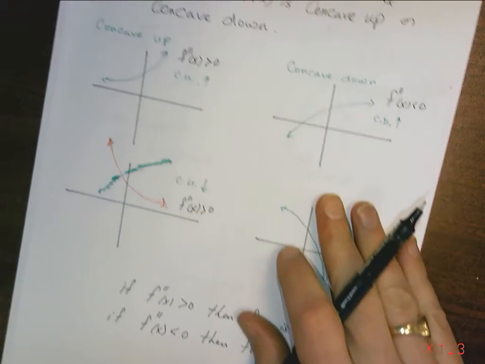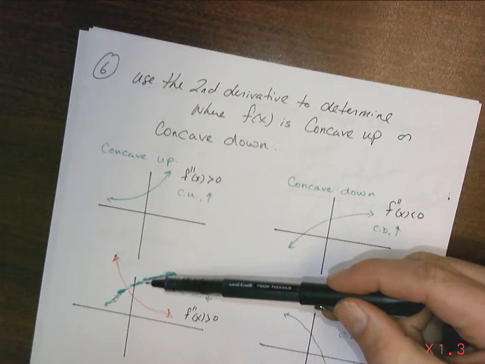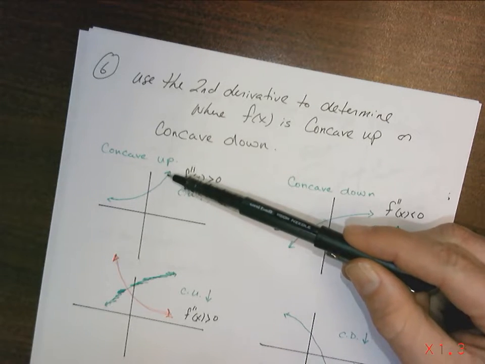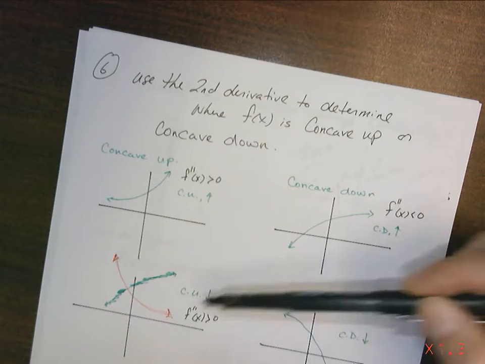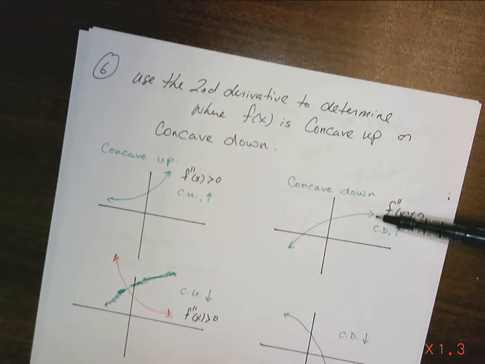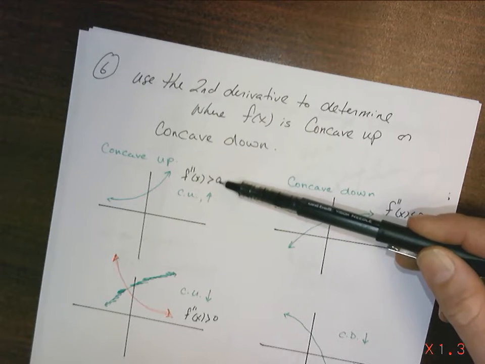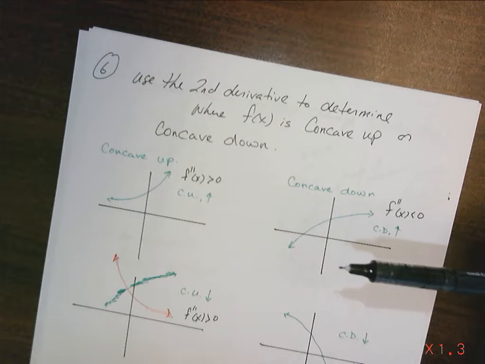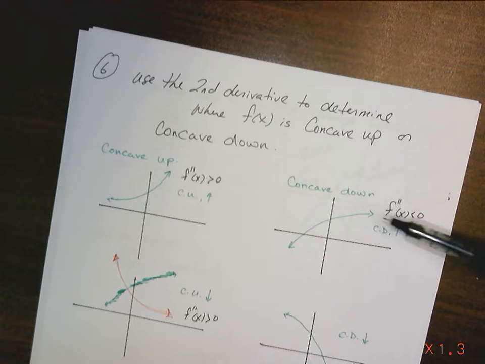The last thing we look at is the second derivative. Now this will tell us whether we're concave up or concave down. Notice this is concave up and increasing. This is concave up and decreasing. This is concave down and increasing. This is concave down and decreasing. Since the rate of change is increasing here, the second derivative is greater than 0. Since the rate of change is decreasing here, the second derivative is less than 0.